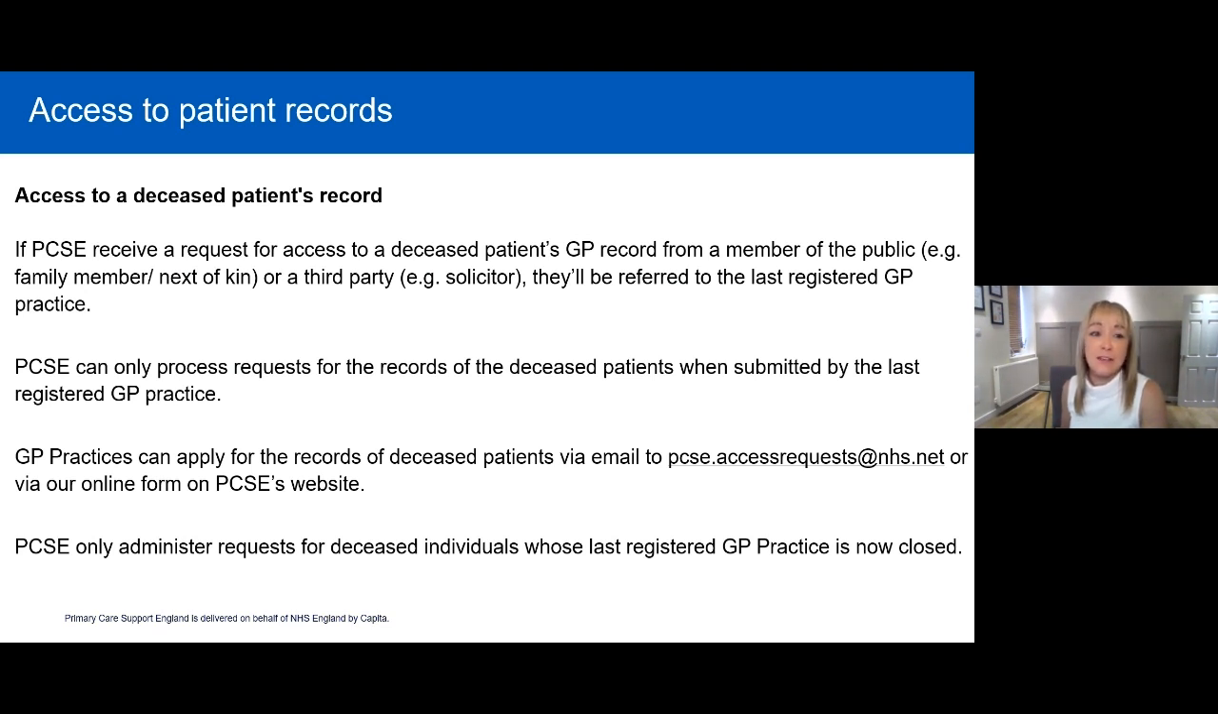Now, if PCSE receive a request for access to a deceased patient's GP record from a member of the public, so for example, a family member or next of kin or a third party such as a solicitor, they will be referred to the last registered GP practice. Now, PCSE only process requests for the records of deceased patients when submitted by the last registered GP practice. So, GP practices can apply for the records of deceased patients via the access to requests email address, which is just highlighted there on screen, or you can use our online form, which is on the PCSE website.